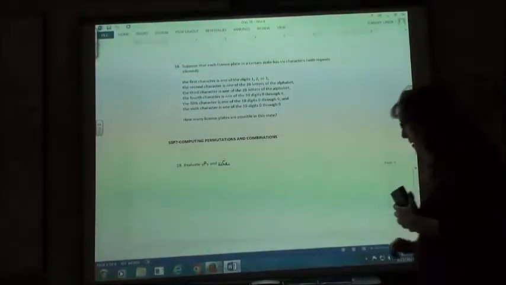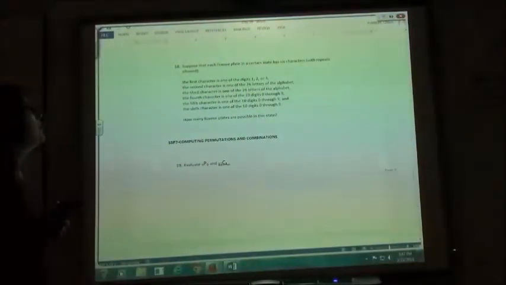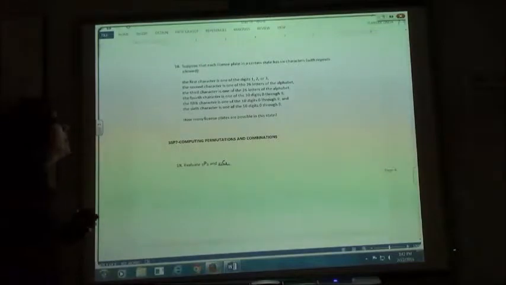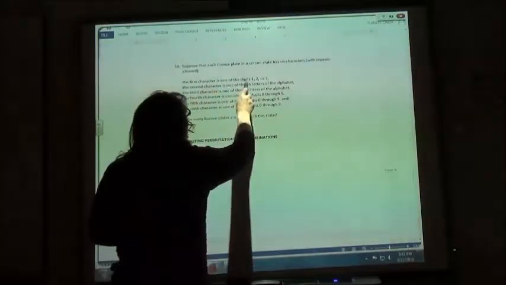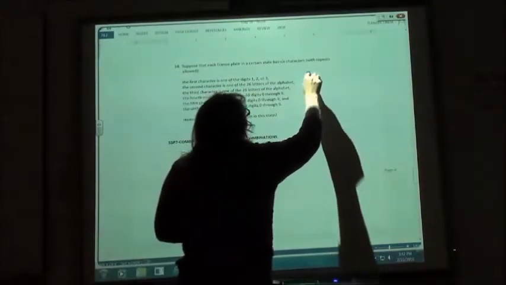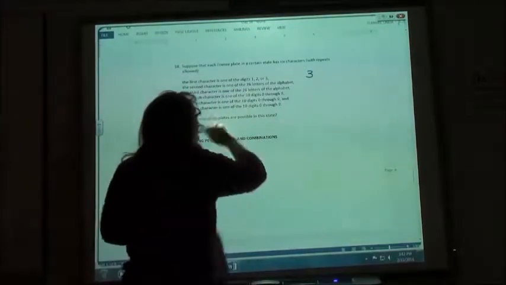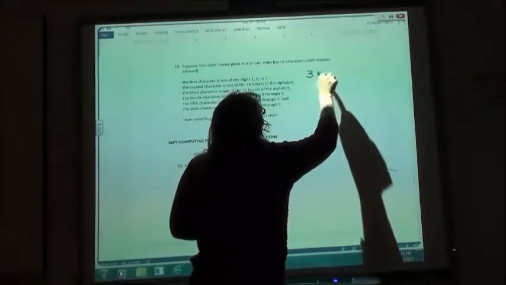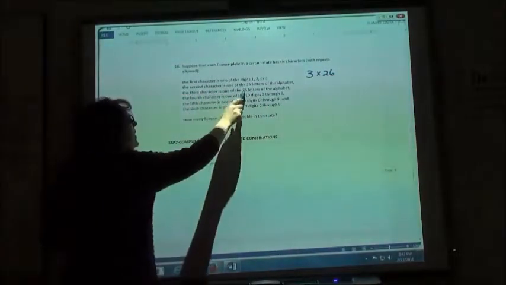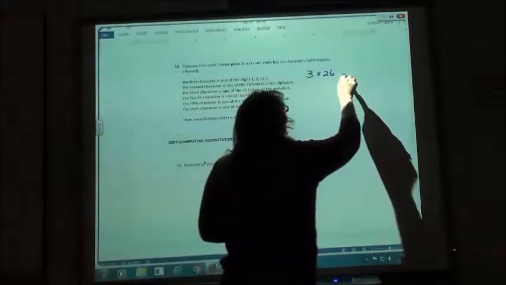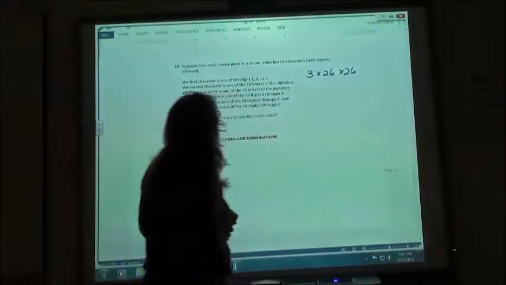Number 18 says, suppose that each license plate in a certain state has 6 characters with repeats allowed. My first character is one of the digits 1, 2, or 3. So I have 3 choices for that. The second character is one of the 26 letters. So I have 26 choices for that. My third character, again, is one of the 26 letters. So again, I have 26 choices.